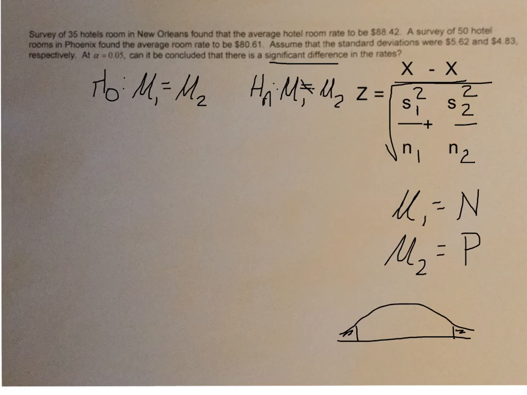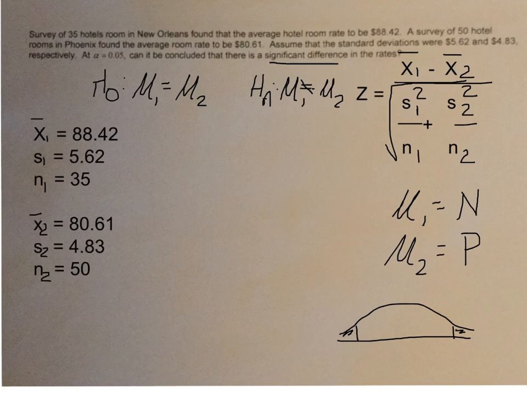Here's what I want you to do. Knowing that New Orleans is 1 and Phoenix will be my 2, go ahead and get the information from this and figure out what your x bar 1, your x bar 2, your standard deviations, and your sample sizes will be. Hopefully that's the information that you put down.